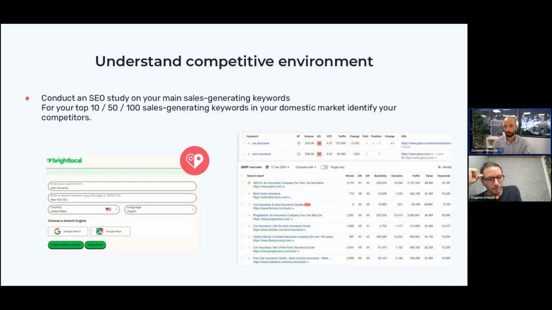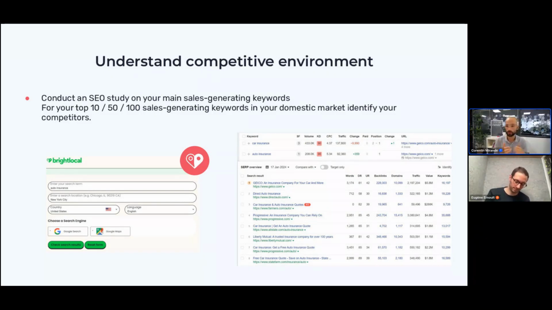I don't have stocks at BrightLocal, but it's a pretty good tool for you to be able to understand a bit better. So we were on a generic competition overview, but now we need to understand, on each sales generating keyword, who are your competitors? Because as you know, for each and every keyword, your competition will be different. Of course, you will have similarities, but for each and every one, it's going to be a bit different.